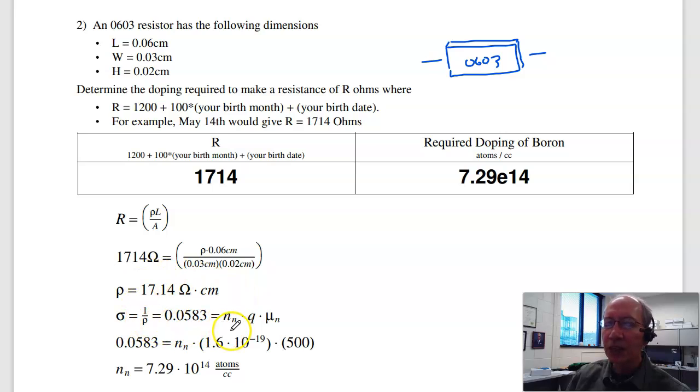Then the conductivity is the number of charge carriers times the charge per carrier times the mobility. Mobility of electrons, or actually mobility of holes, since this is a p-type semiconductor, is 500. So that'd be N_p. So the doping of the boron would be 7.29 times 10 to the 14th atoms per cubic centimeter.